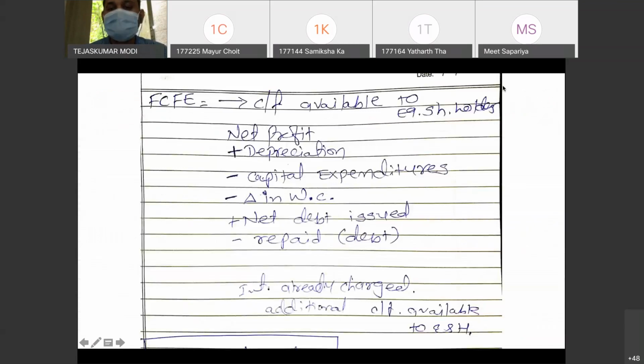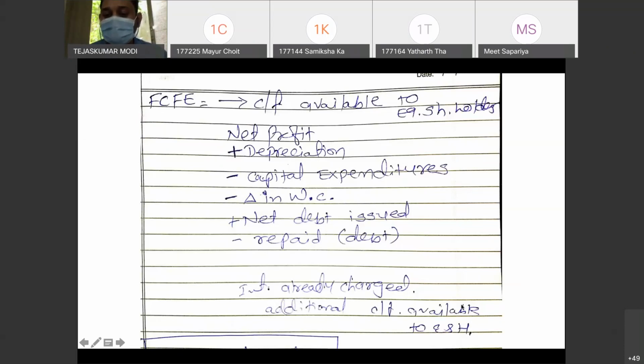In case of FCFE, we start with net profit after tax. Then we add depreciation because that is not going anywhere. That is not an outflow. So the cash is more with the company because depreciation is a non-cash charge. Then we adjust for capital expenditure and changes in working capital, and then we adjust for the debt. Now we had a lot of discussion about why we are adding debt and then deducting the debt. This is the amount repaid this year, and this new debt is raised this year, and this money could also be used to fund the capital expenditure.